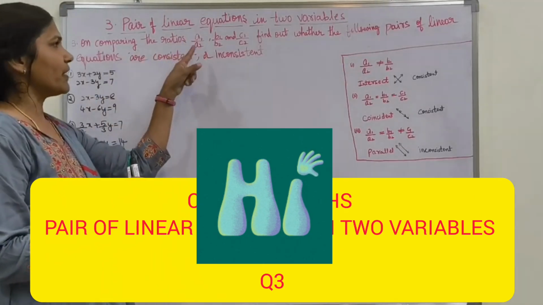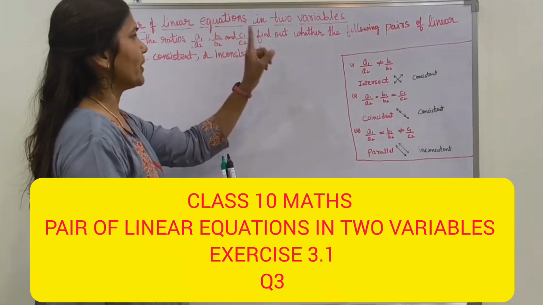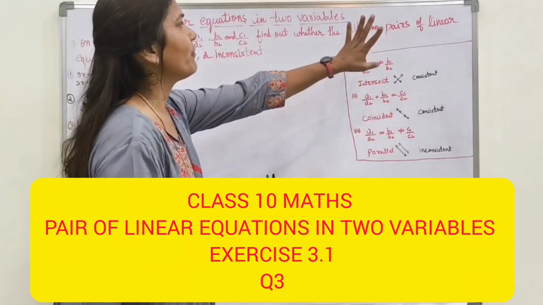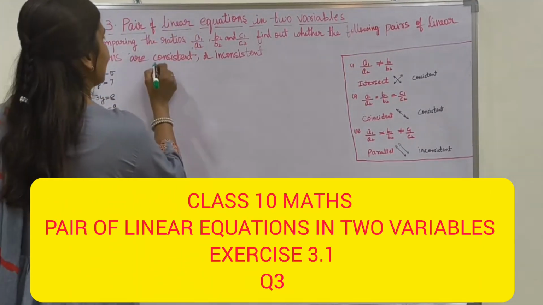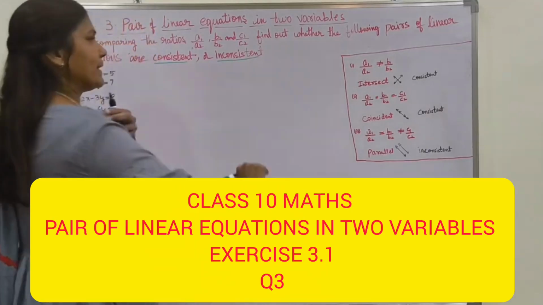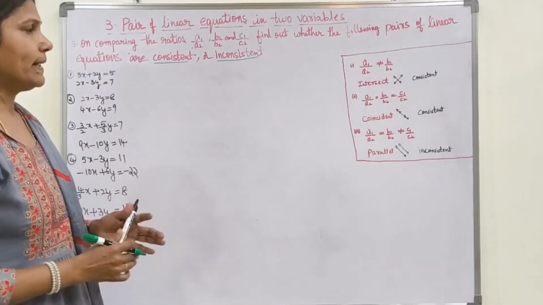Comparing the ratios A1 by A2, B1 by B2 and C1 by C2. Find out whether the following pairs of linear equations are consistent or inconsistent. We have to find consistent or inconsistent.